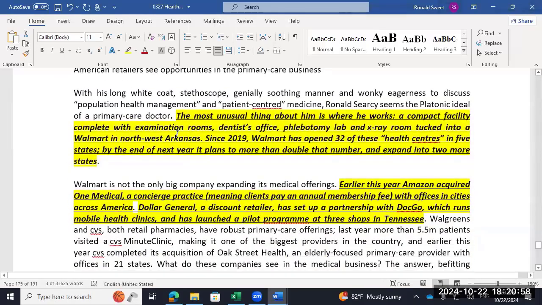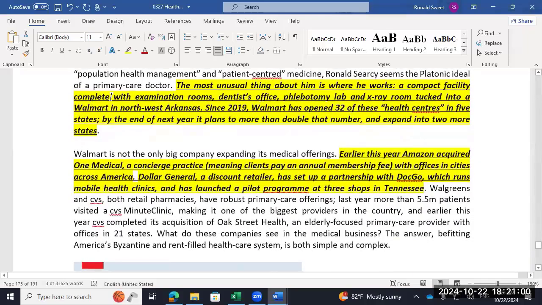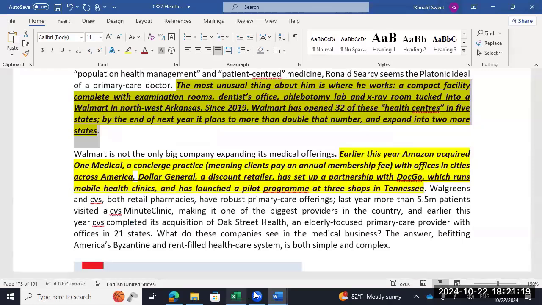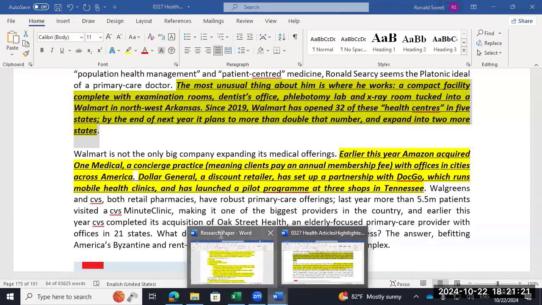What about Walmart as your doctor? Compact facility complete with examination rooms, dentist office, a lab, x-ray tucked into Walmart. Walmart has opened 32 of these health centers in 5 states. By the end of next year, it plans to more than double. What year is this article? 2023. This is a recent thing. I haven't noticed that, but when I go to Walmart, I'm not looking around.